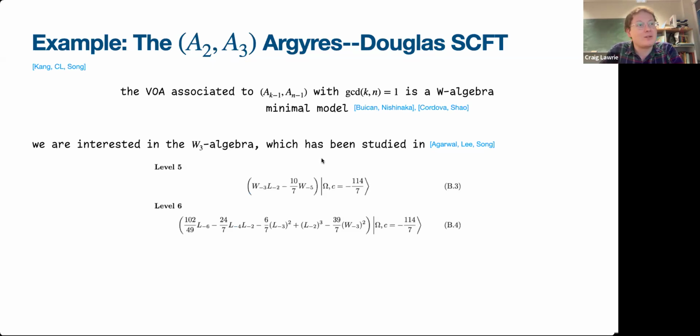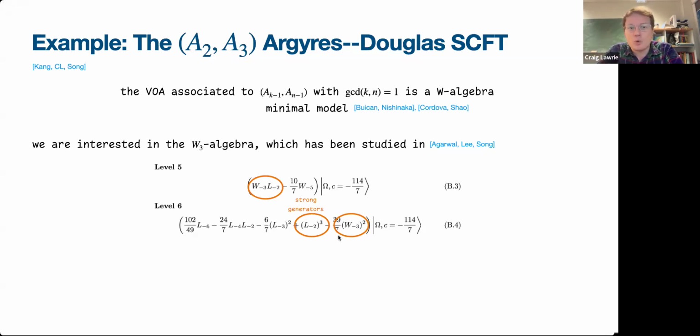Now, I keep pressing the wrong button. The strong generators of the W3 algebra are labeled W minus 3 and L minus 2. L minus 2 is the stress tensor, and W minus 3 is another generator which extends the Virasoro. The other objects, W minus 5, L minus 3, and so on, are descendants. So if I only focus on the strong generators, I see just these three terms here. These are the null relations which appear at c equals minus 114 over 7 for the W3 algebra, which is precisely the vertex operator algebra for the A2, A3 theory.